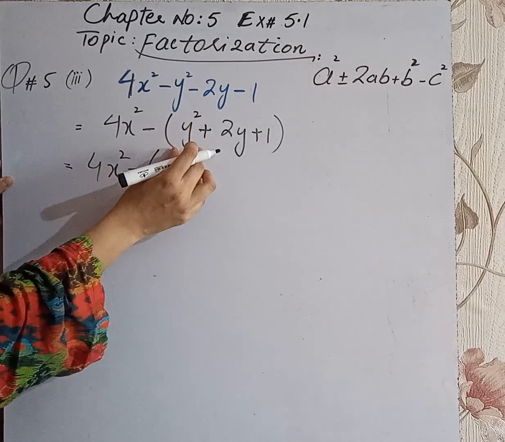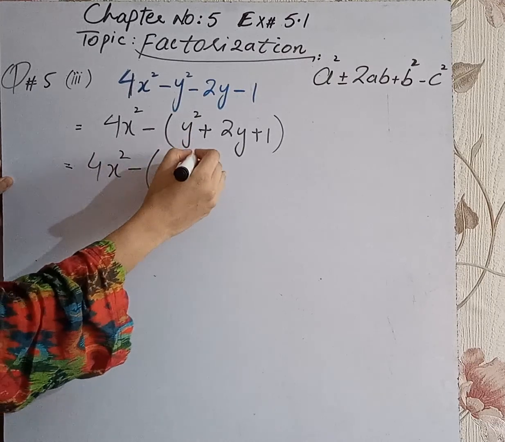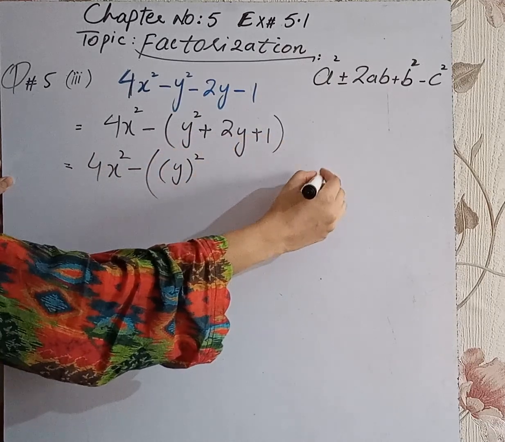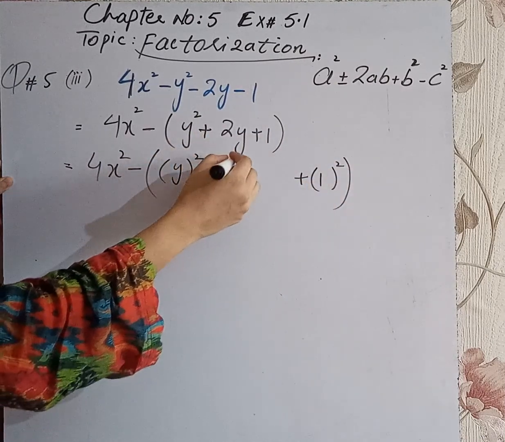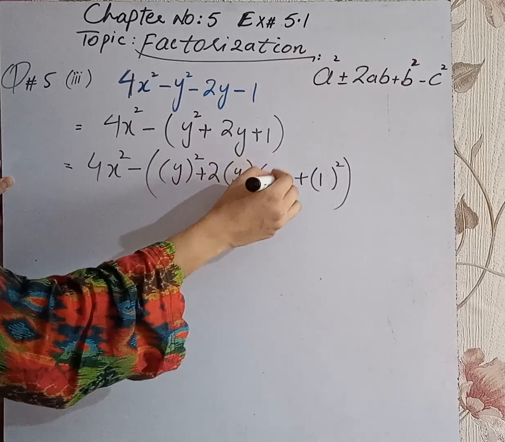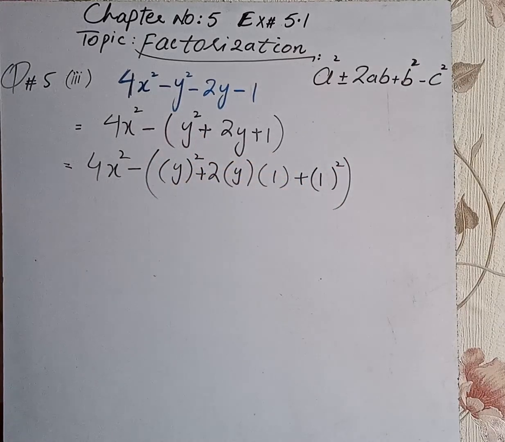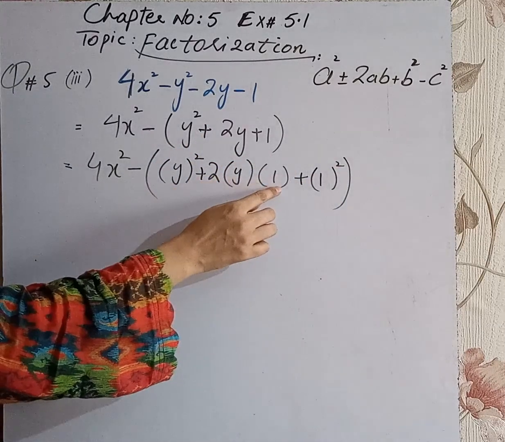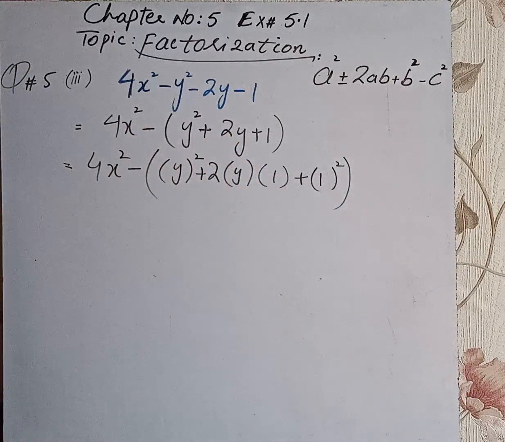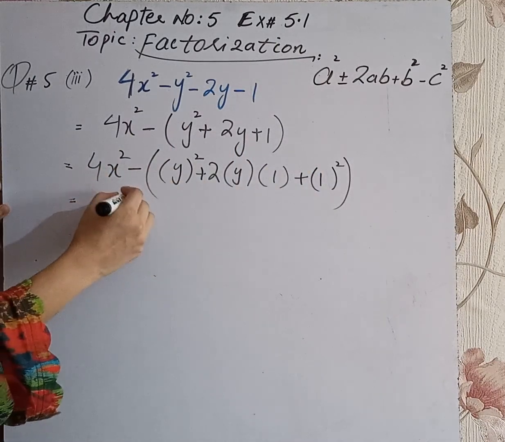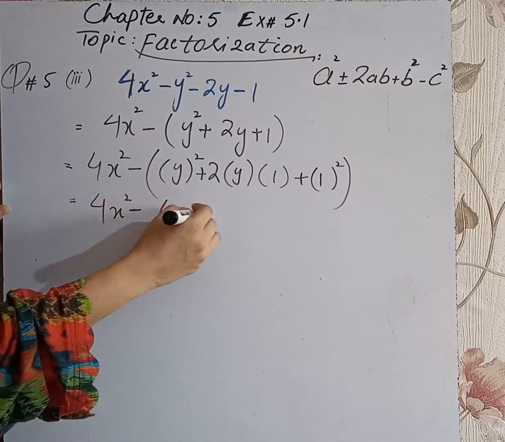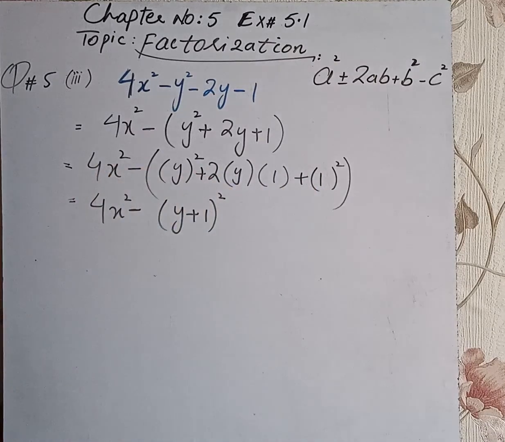So two perfect squares: y square is the square of y, and 1 is the square of 1. Then according to the formula, plus 2 into a, meaning y, into b, meaning 1. So now we'll check: 2 times 1 times y, that is the middle term. So we can close this formula as (a plus b) whole square, where a is y and b is 1.